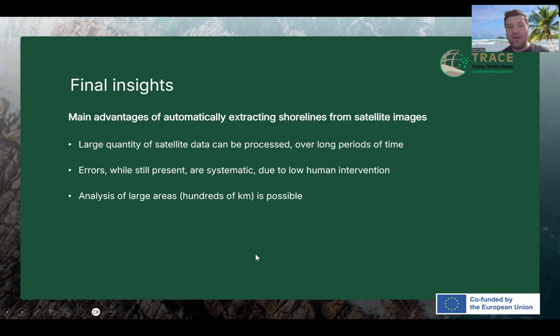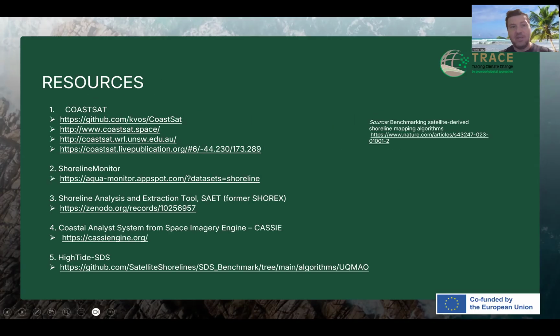Also, we have errors, but while they are present, they are systematic due to low human intervention, because all you have seen is basically an automatic process. And the analysis of large areas, like hundreds of kilometers, is possible using this algorithm, and also using other algorithms.